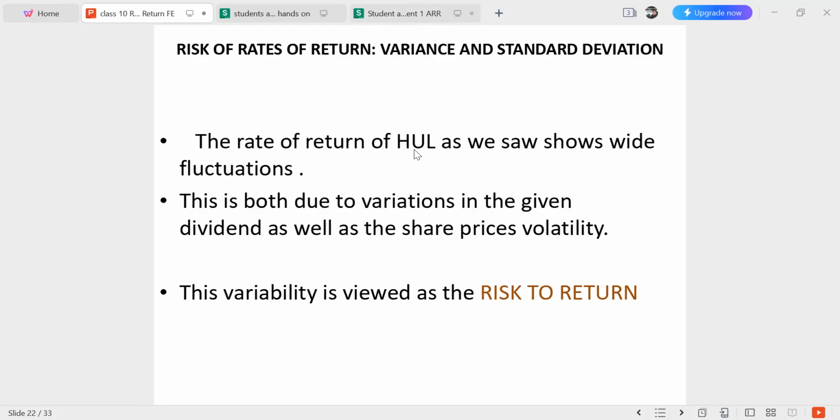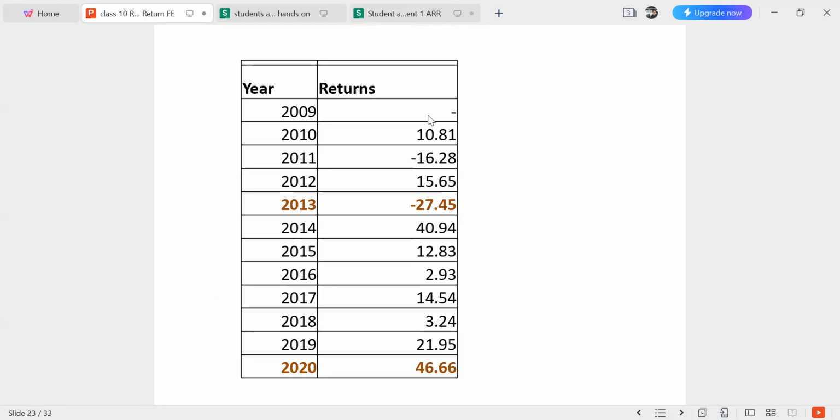Okay. So the rate of return calculation you made just now for the HUL company, you saw that there is a wide fluctuation. Somewhere the return is so high, for example, in 2010 you got 10.8, and somewhere it is fluctuating to minus 16. In 2013 there was a drop by 27%, and in 2020 there is an increase by 46.6%. So this is showing wide fluctuation in the return. You cannot predict what your return will be next year, because this company is showing a wide fluctuation in the return over the years. It is not a stable return.